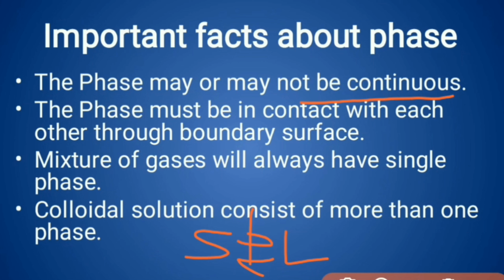And the most important point is that a mixture of gases will have a single phase. Definitely, if we mix 2 or more, or 10 or 20 or more than 20 gases, after mixing they will have a single phase. Why? Because after mixing, they all are gas in one phase. So always remember that a mixture of gases will always have a single phase.